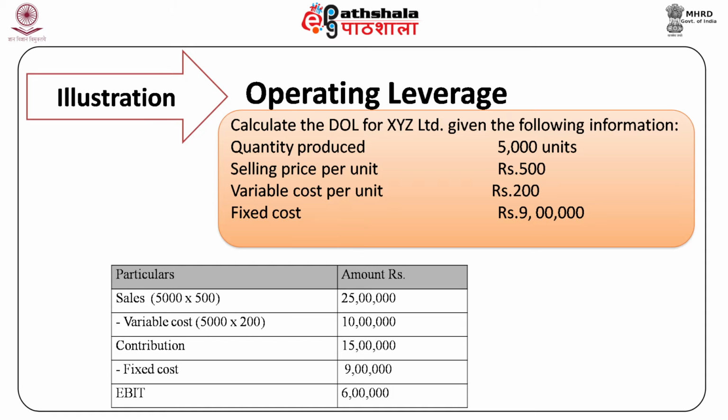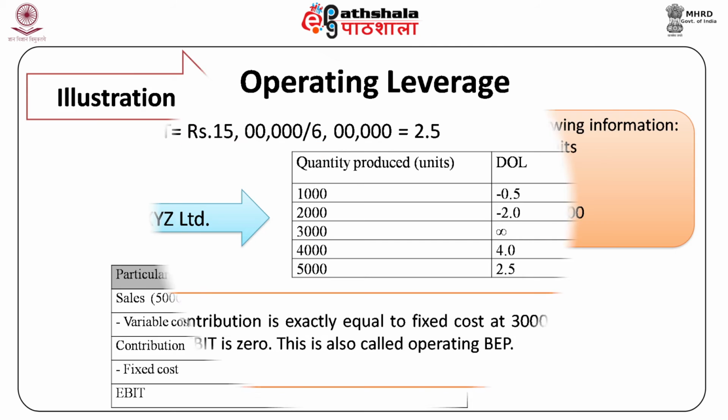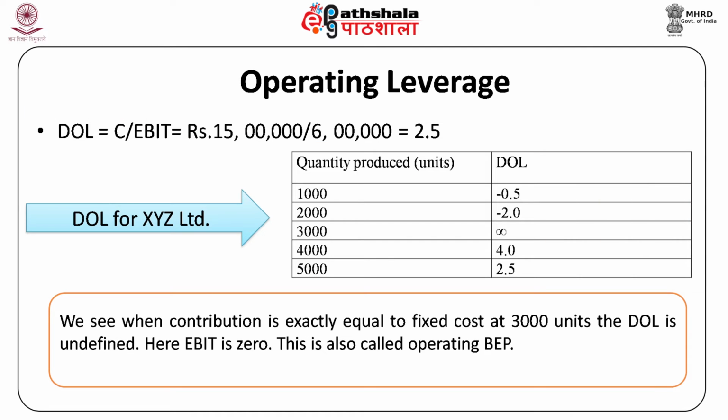Solution. Sales 5,000 into 500 is 25 lakhs, minus variable cost 5,000 into 200 is 10 lakhs, contribution is 15 lakhs, minus fixed cost 9 lakhs, EBIT is 6 lakhs. So DOL is equal to contribution divided by EBIT, which is 15 lakhs divided by 6 lakhs, equal to 2.5. One can find the DOL for XYZ Limited.